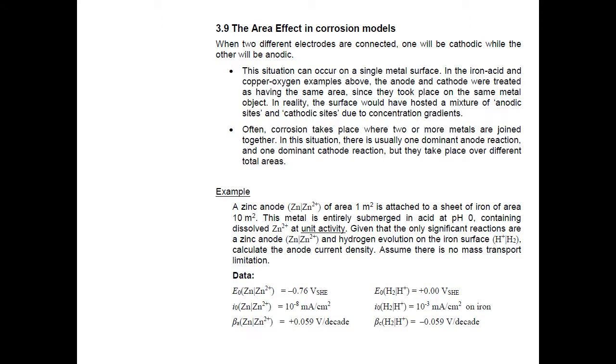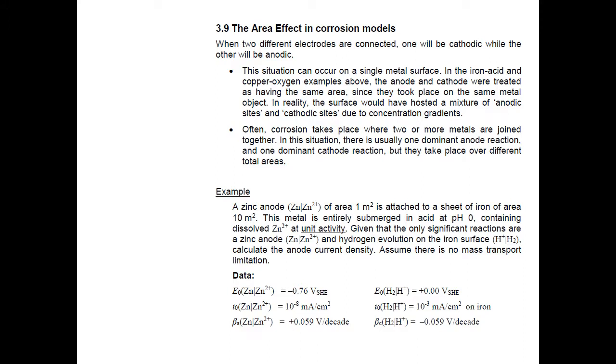It says a zinc anode of area 1 square meter is attached to a sheet of iron with area 10 square meters. All of this metal is submerged in acid at pH 0, and it has dissolved zinc 2+ ions in solution at unit activity. We are told here the only significant reactions are the zinc dissolution and hydrogen evolution, which we're told effectively we only need to consider taking place on the iron surface, because the iron is a so much better electrocatalyst for proton discharge. The example also says ignore mass transport limitation, so ignore diffusion limitation. So the solution for this problem is given below.